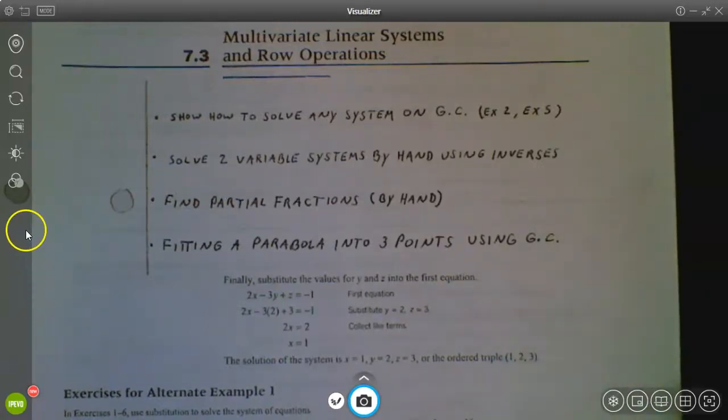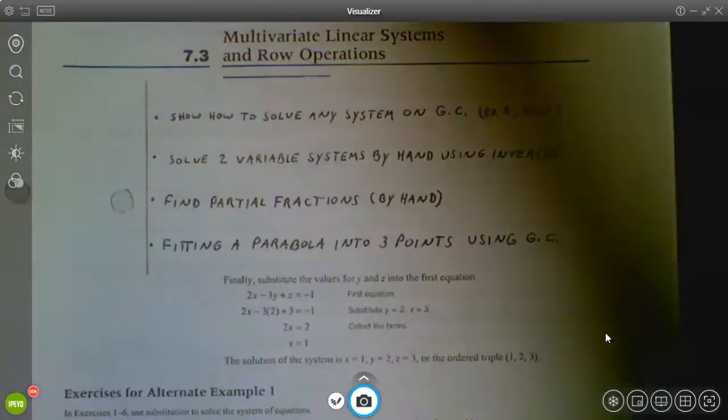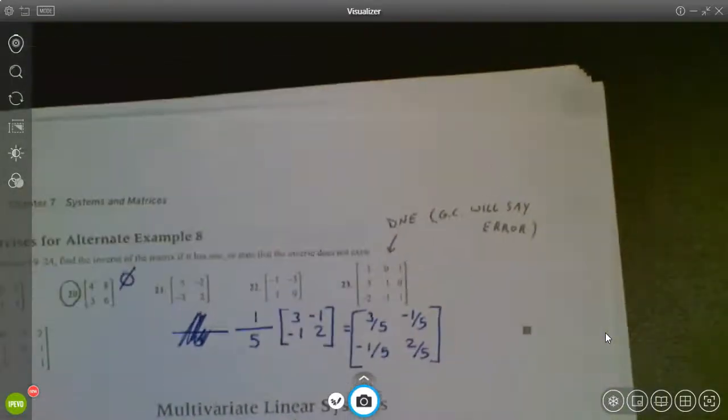So still looking at some matrices. We're going to do a little more work with calculators on these. Let me give you guys the inverse process on solving them by hand. And then some new things that you won't have seen yet. We'll deal with some partial fraction work and fraction decomposition, and then eventually fitting a parabola into 3 points using our graphing calculator. So let me get into the first item on the list.